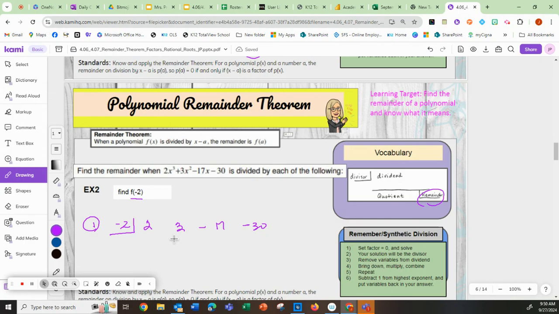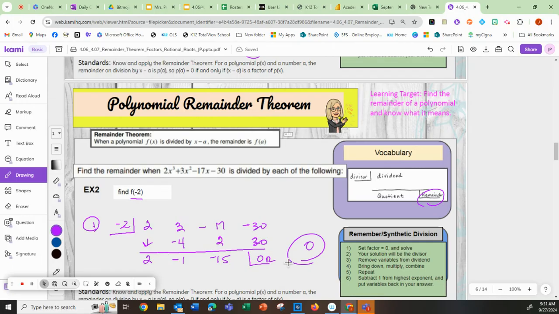We're still looking for the remainder here. So we go through the process of synthetic division, which is drop down the first coefficient and start your process. 2 times negative 2 is negative 4. Combine: negative 1. Do it again. Negative 1 times negative 2 is positive 2. Combine: negative 15. Negative 15 times negative 2 is positive 30. And our remainder is 0. So 0 would be our answer.